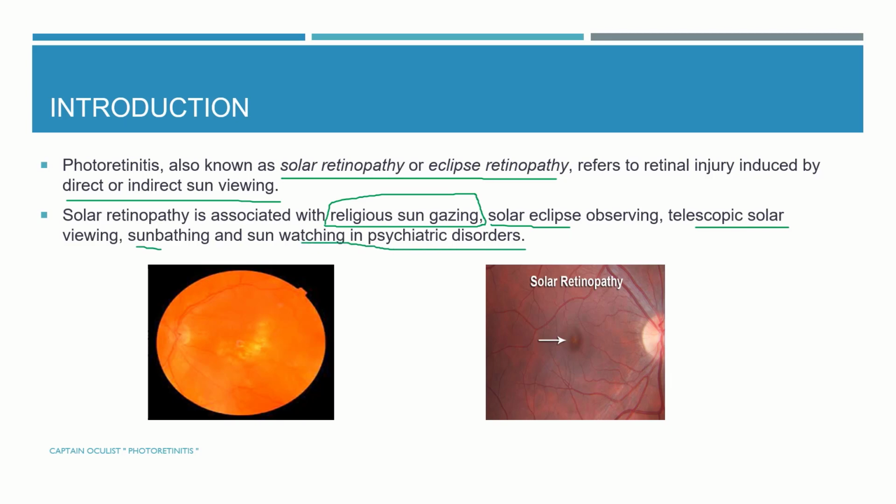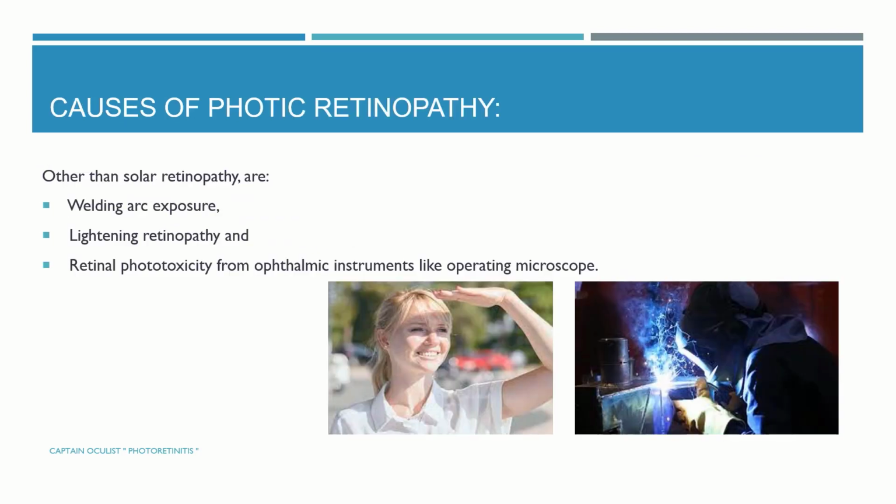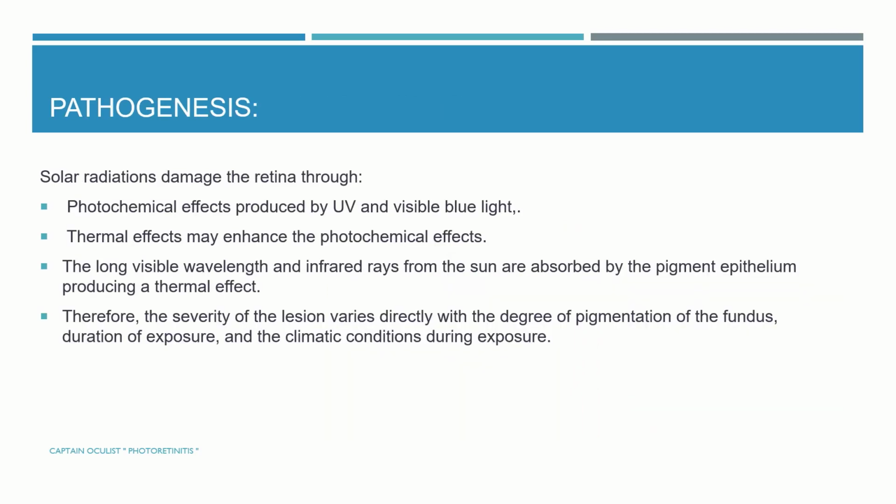Causes of photic retinopathy. Causes other than solar retinopathy are welding arc exposure, lightning retinopathy, and retinal phototoxicity from ophthalmic instruments, like the operating microscope. The pathogenesis of the disease.